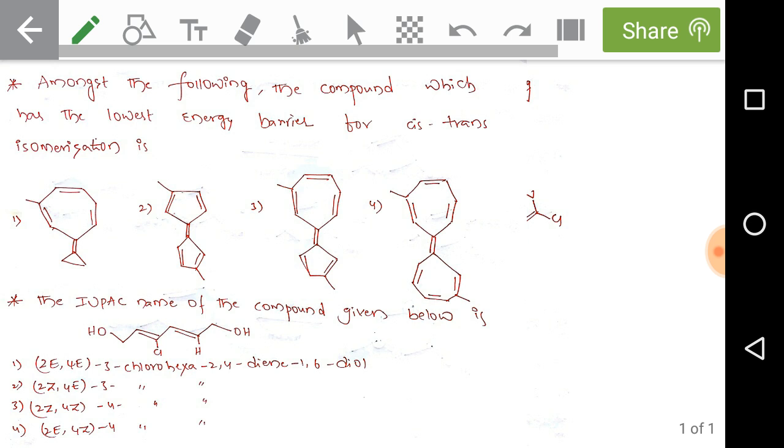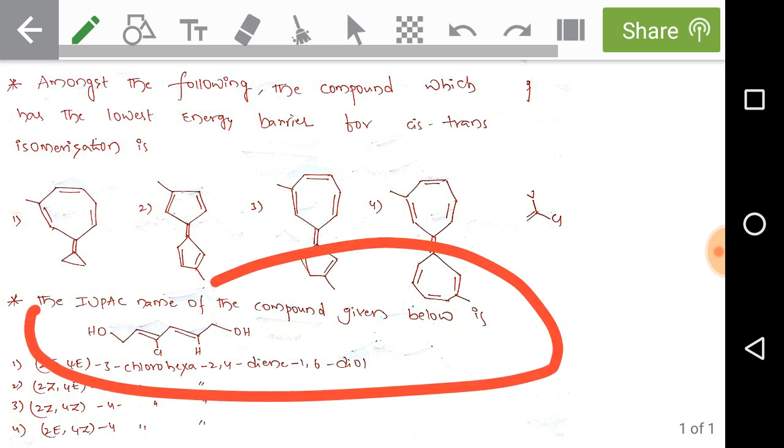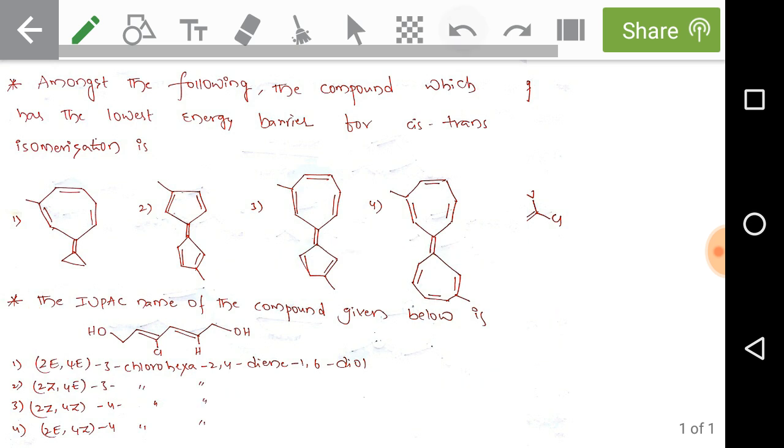Next one, the IUPAC name of the compound given below is. Just observe the structure of the given compound. We need to give the correct IUPAC name for it. Just check the lectures on IUPAC nomenclature in your course to get the complete information on how to give IUPAC nomenclature for the given organic compound.